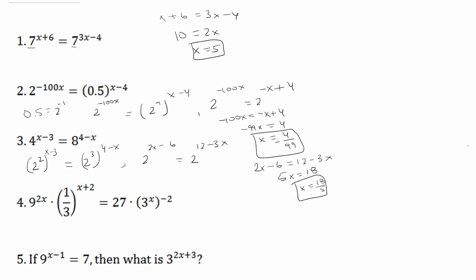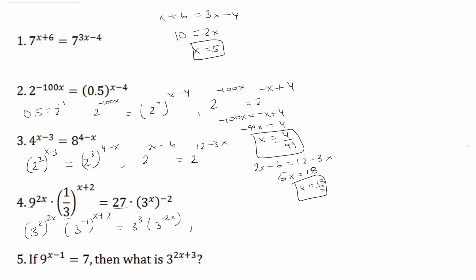Moving on to number 9. This one looks confusing, but notice you have 9, 3, and 27, which means they're all powers of 3. So rewrite all that as powers of 3, so 9 is 3 squared. 1/3 is 3 to the negative first power. 27 is 3 cubed. And then here, 3 to the x is raised to the negative second power, so you just multiply the 2 and get negative 2x.